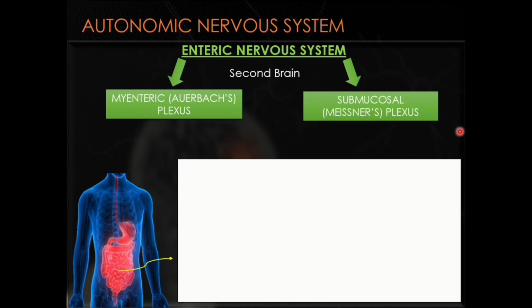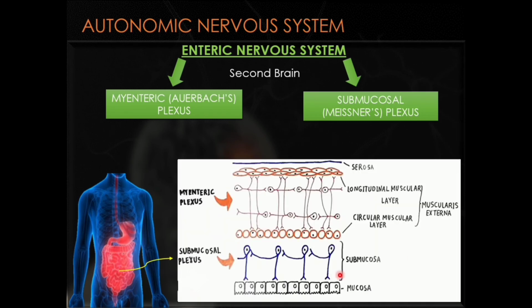Talking about the localization of these plexuses, first we can see here the section of the small intestine, somewhere between the duodenum and ileum. And then we'll see exactly where these plexuses are located in the wall of the gastrointestinal tract. And as we already know, like the rest of the gastrointestinal tract, the small intestine is made up of 4 layers of tissue.